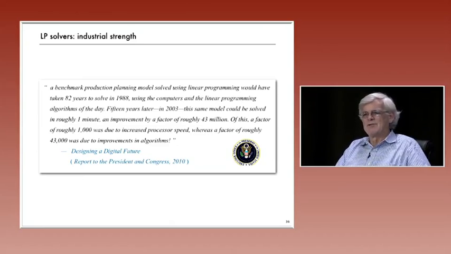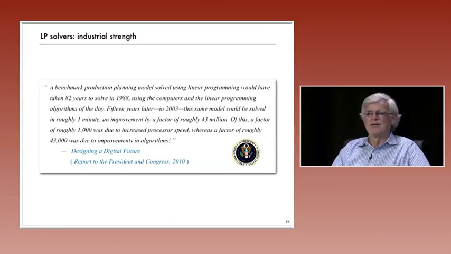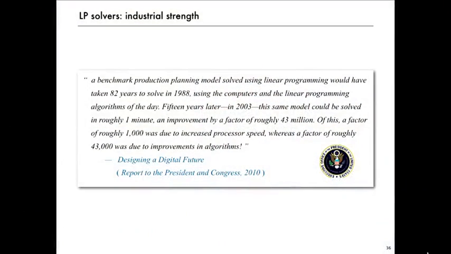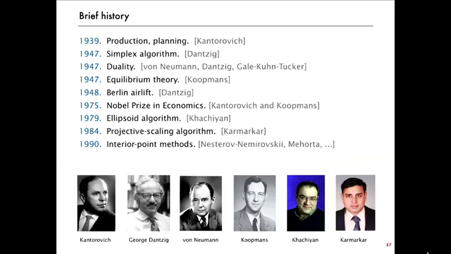Of this, a factor of 1,000 was due to increased processor speed. So in 15 years, we have computers that are 1,000 times faster. But a factor of 43,000 is due to algorithmic improvements. And there's been more even since then. So the importance of knowing good algorithms and working with good algorithms is unquestioned in this case.